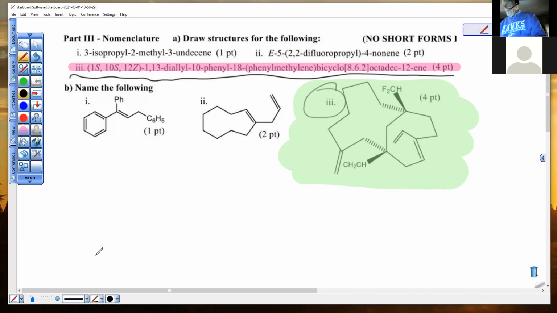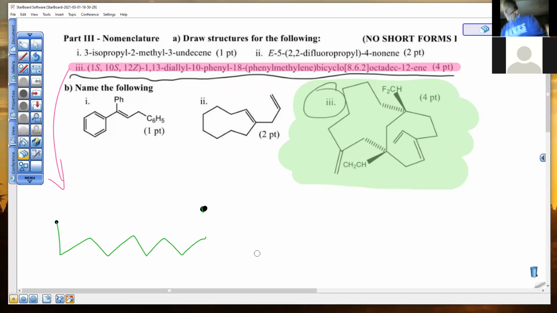Need a pen. Hot pink. Down here. We have an 862 bicyclo system with a double bond between 12 and 13. So we're going to start with our famous two dots. Dot number 1, dot number 2, and then we'll go 862. 8: 1, 2, 3, 4, 5, 6, 7, 8. And a bent line at the end. I can live with a bent line, but I don't have to. Here we go, straight line.